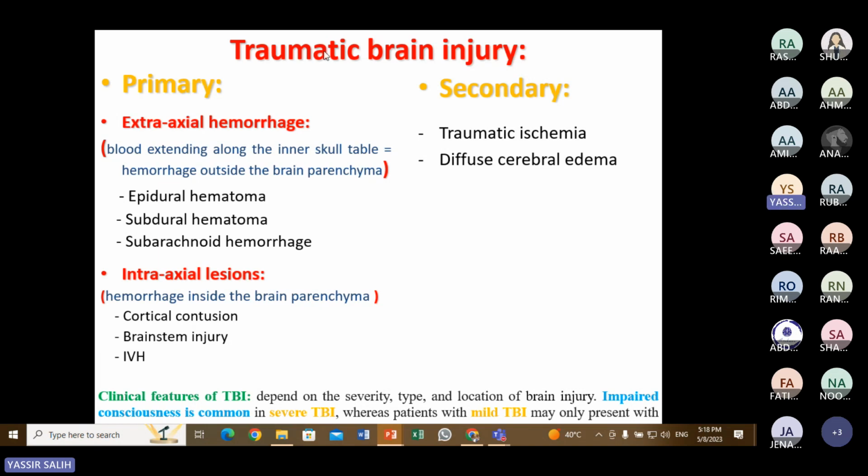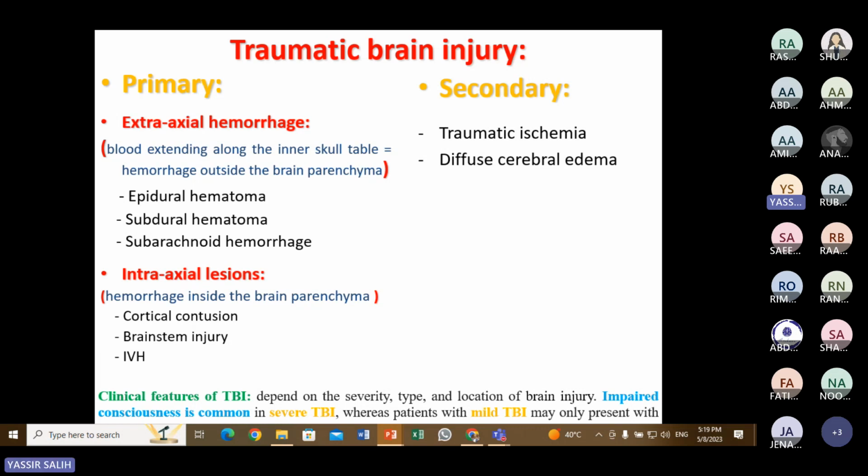And the primary one also may be intraaxial hemorrhage. Intraaxial hemorrhage or lesion could be hemorrhage or contusion, or it could also be in the brain stem, in the pons, or in the midbrain, or the other part of the brain stem, or intraventricular hemorrhage. Intraventricular hemorrhage, some people classify it as an intraaxial lesion. The secondary may be due to trauma or diffuse cerebral edema. This is secondary brain trauma.